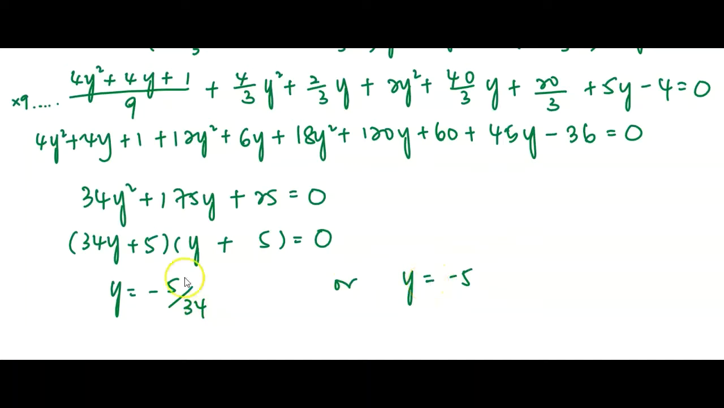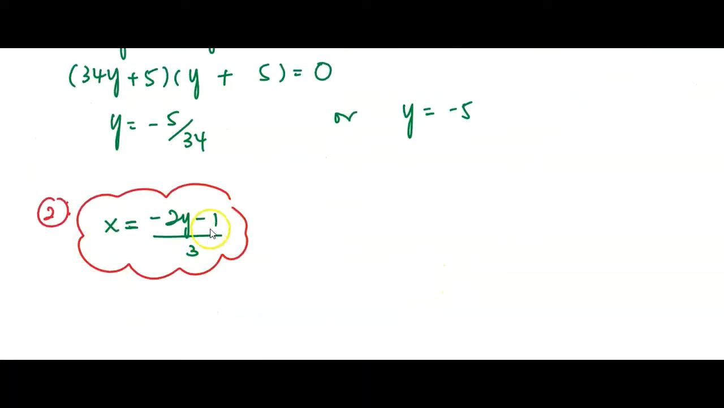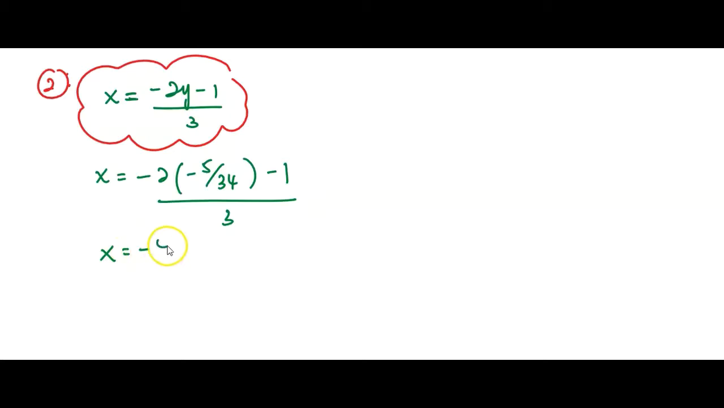Then now we need to get the corresponding value of x. This is equation 2 that we have formed on top. Now we are going to put y equals negative 5 over 34 into it in order to get the value of x. So my x now will be negative 2 multiplied by negative 5 over 34, minus 1 over 3. Here I got x equals negative 4 over 17. So the first set of the solution will be x equals negative 4 over 17, y equals negative 5 over 34. This is my first set of solution.